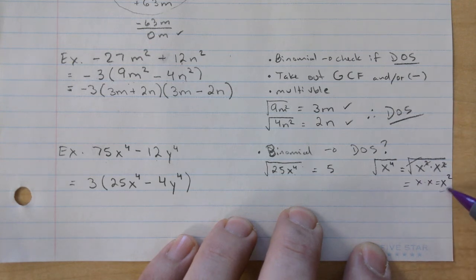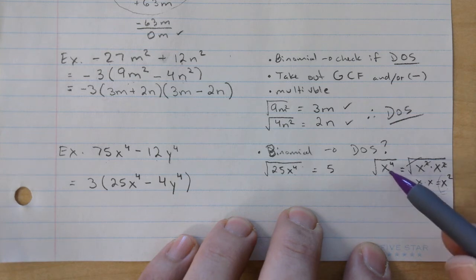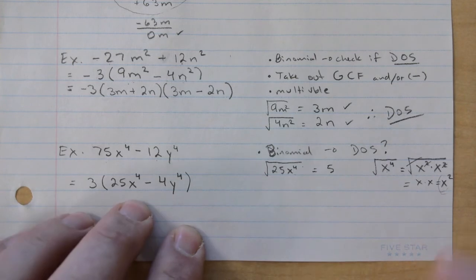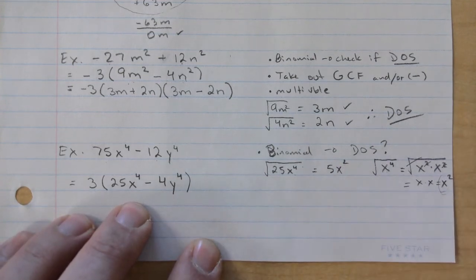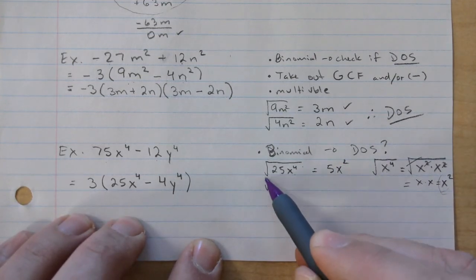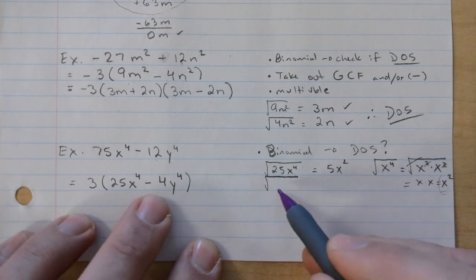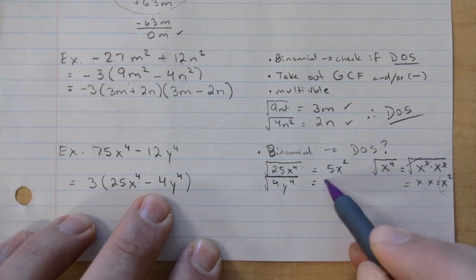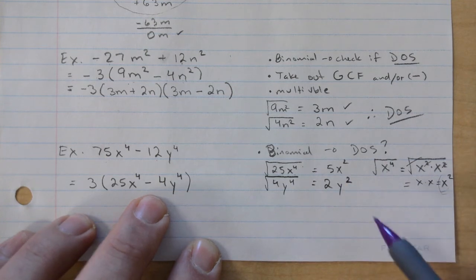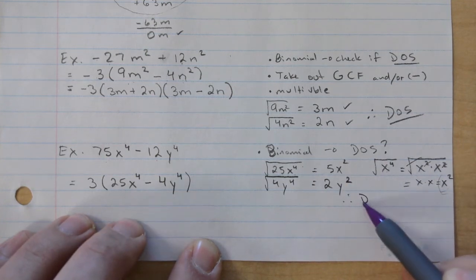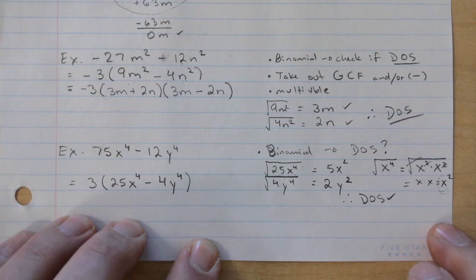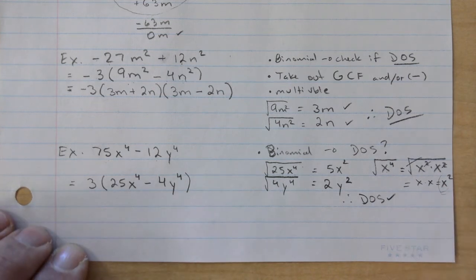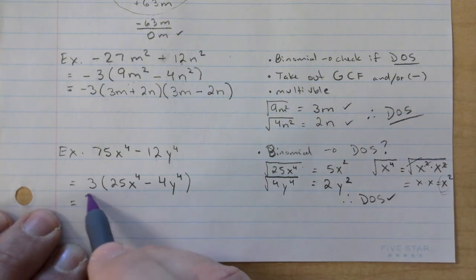So square root of x to the 4 is x squared. So if you guessed it right, good for you. Then the square root of 4y to the 4 is going to be 2y squared. Therefore, it's a DOS. You've done your check.